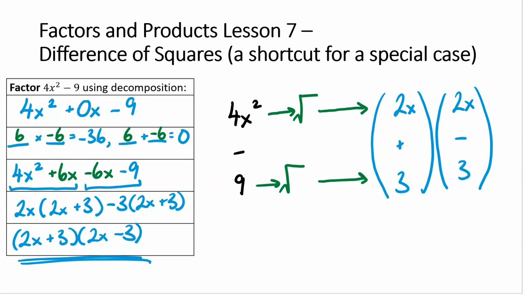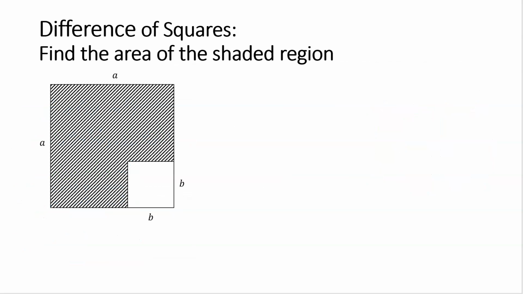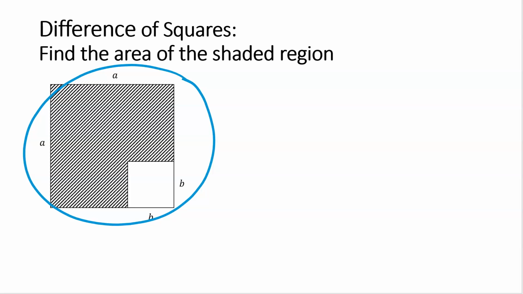And this pattern isn't a coincidence, so I want to attack this difference of squares problem in a different way and come up with a general solution for when we see differences of squares. Here's an example of differences of squares. You have two squares, one that has a length and width of b, and one that has a length and width of a. And if we were to determine the shaded region, what we're doing is taking the area of the big square and subtracting it, finding a difference between that area and the area of the little square.